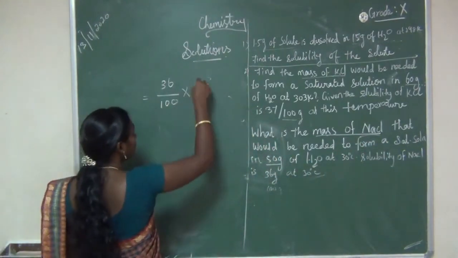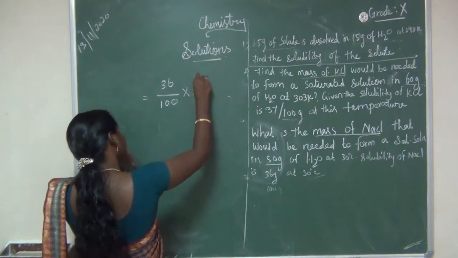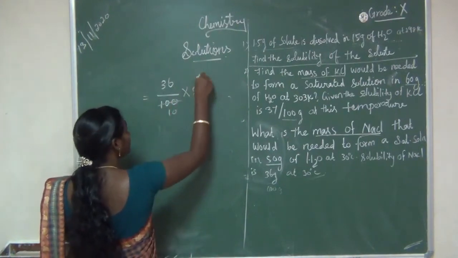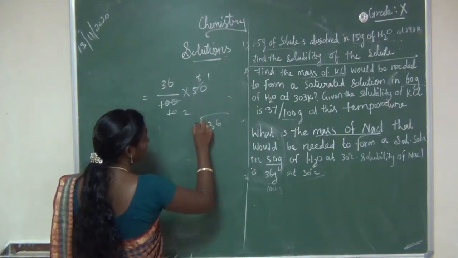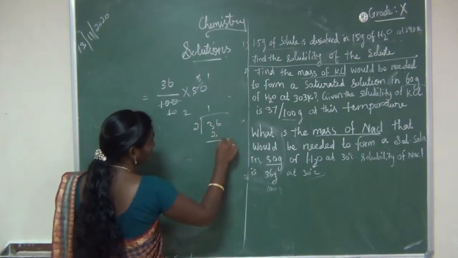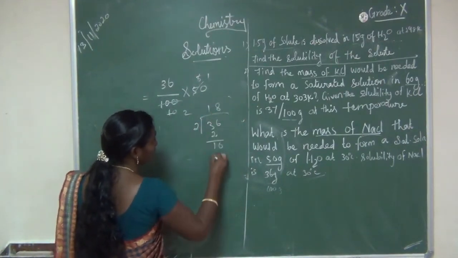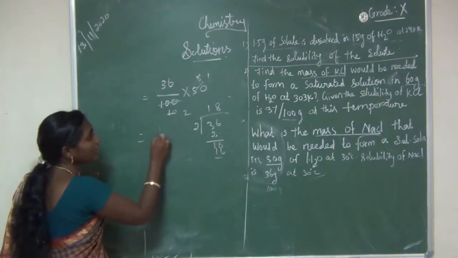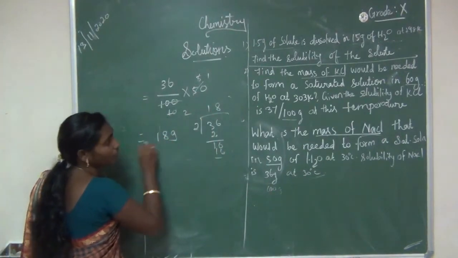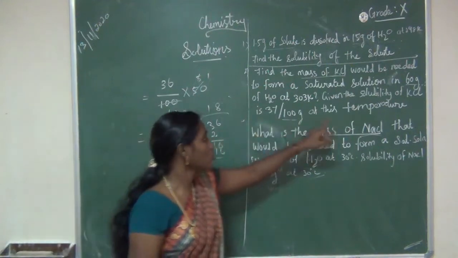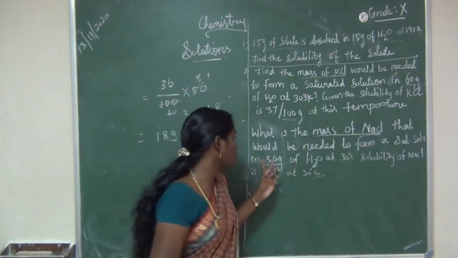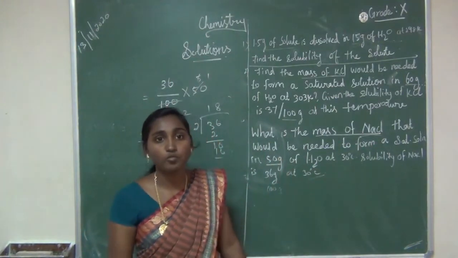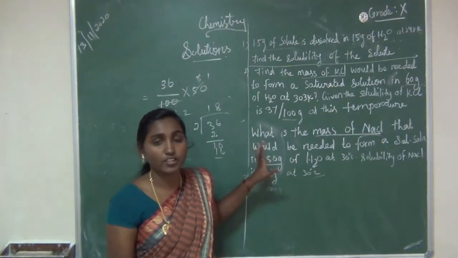Okay, and cancel. Right? What is the answer? 18 gram. 18 gram of sodium chloride is needed to form a saturated solution in 50 gram of water. This is the answer. Have you understood?